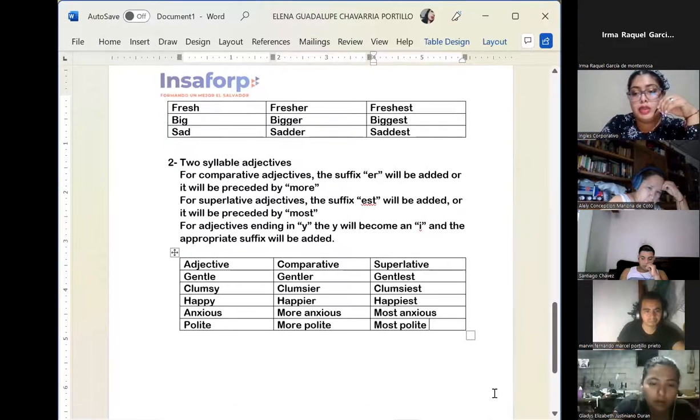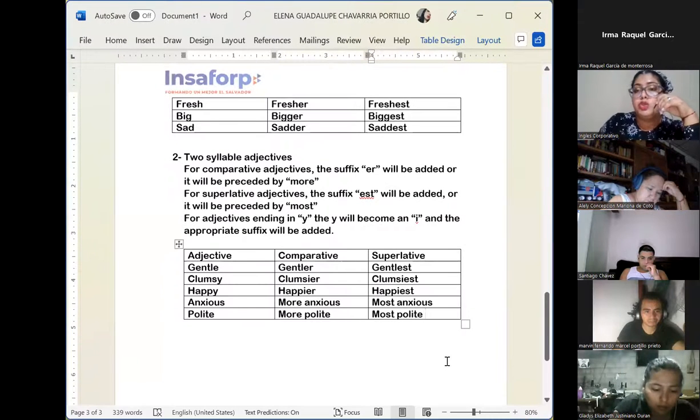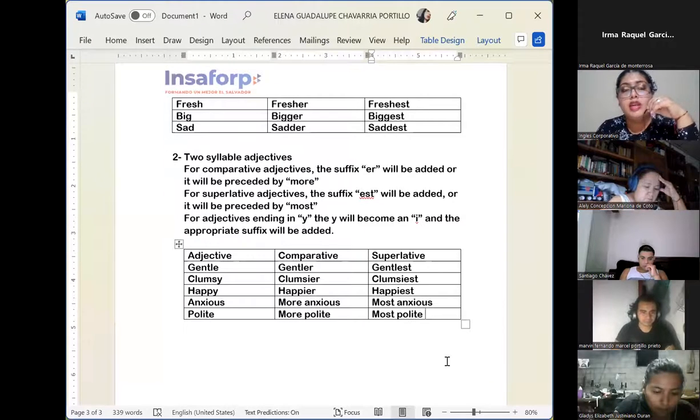So in that case, we can see that the last two words are kind of longer than the others. We are going to add more and most. And in the three syllable adjectives or three syllable or more adjectives, we are not going to add endings. In this case, we are just going to use more and most.